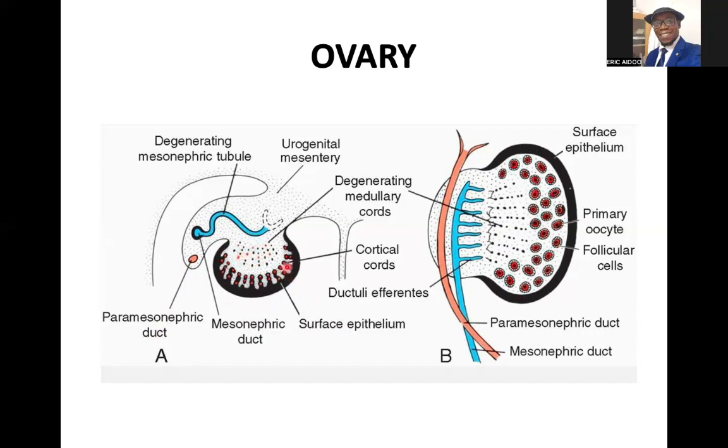while the cortical ones, which are the secondary cords, are differentiated and they've been incorporated into by what? Primordial germ cells, which becomes the oogonium. Then later on, primary oocyte. So now you have primary oocyte there. Those are follicular cells. And the follicular cells are the secondary cortical cords, which broke into clusters.